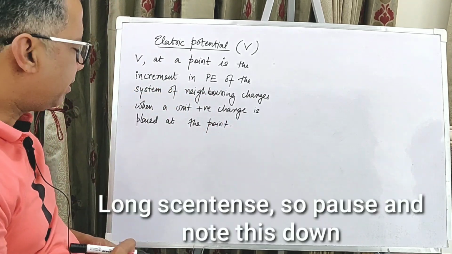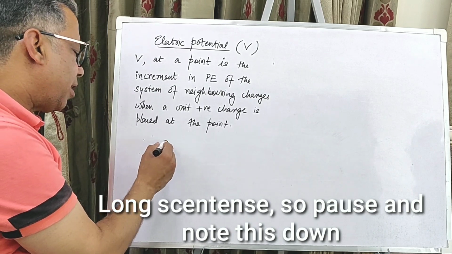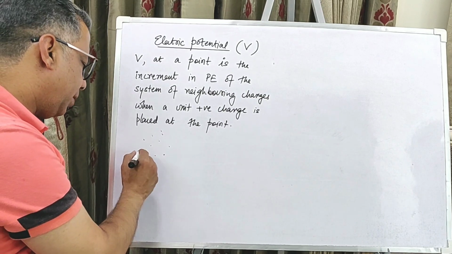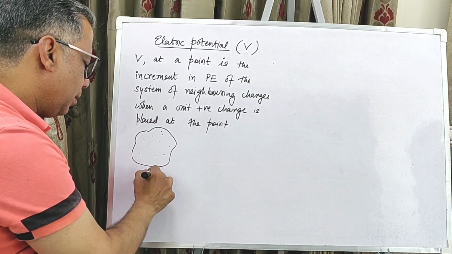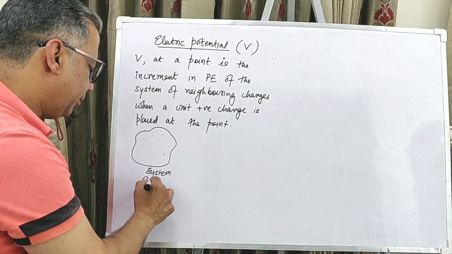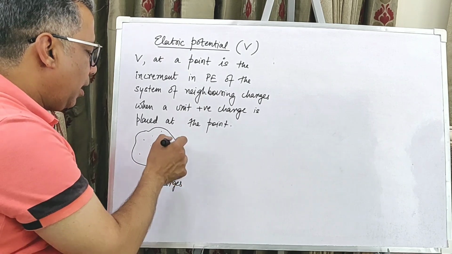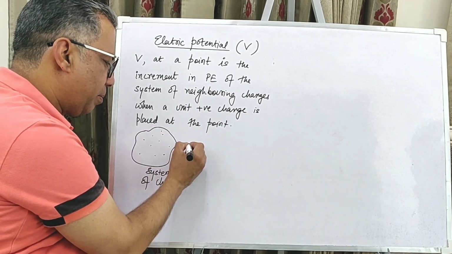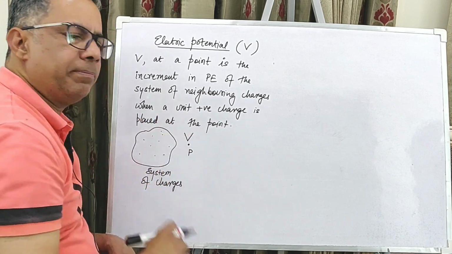Now what I really mean is, let's assume that we've got a system of charges here. This is our system of charges. Now because of this system of charges, the potential at this point P is V.